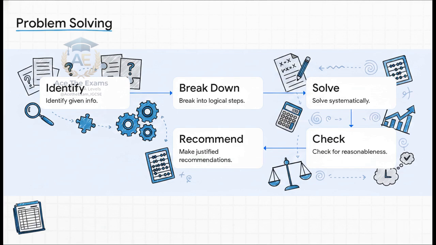First, identify the financial data precisely. Second, break complex multi-stage errors down into logical bite-sized steps. Third, solve systematically, explicitly showing all your journal entries and working out to grab those method marks. Fourth, check your final figures for accounting reasonableness in those final 5 minutes. And fifth, make perfectly justified recommendations based purely on the numerical evidence you just generated.